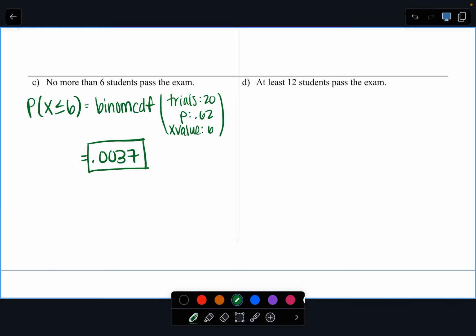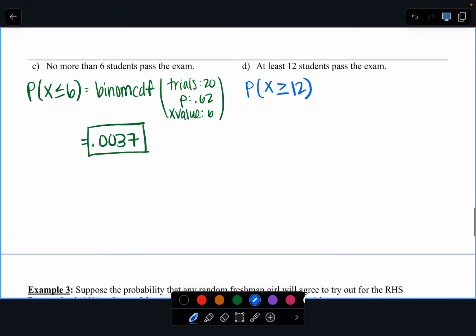Yeah, it includes 12. So the probability at least 12 means I want 12 or more. So I'm going to say X is greater than or equal to 12. Now this is one where the calculator itself can't just do this as is. So what I have to do is think, okay, I'm going to have to work in a complement. So I'm going to have to find 1 minus the probability of something.